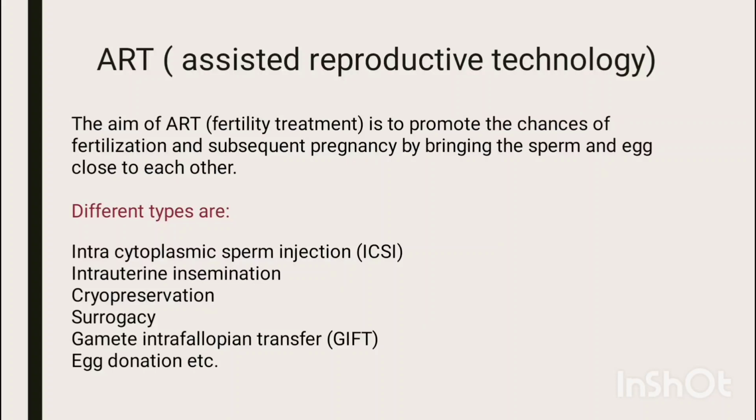Now here are new technologies which help a couple to become pregnant. The aim of ART fertility treatment is to promote the chances of fertilization and subsequent pregnancy by bringing a sperm and an egg closer to each other. Different types are intracytoplasmic sperm injection, that is called ICSI, intrauterine insemination, cryopreservation, surrogacy, gamete intrafallopian transfer, egg donation, and many more.